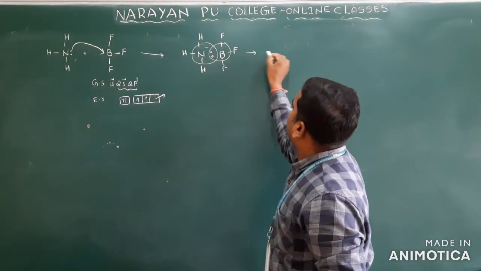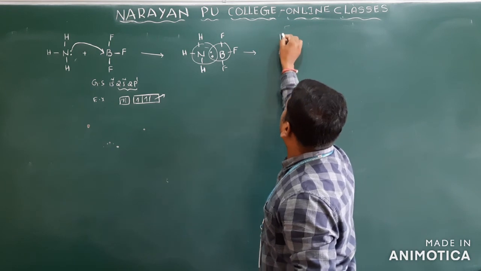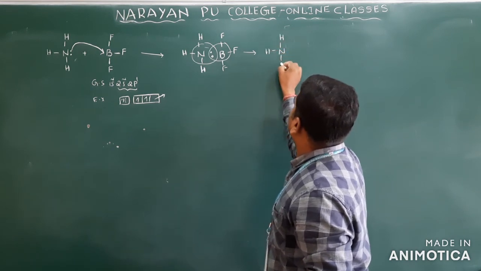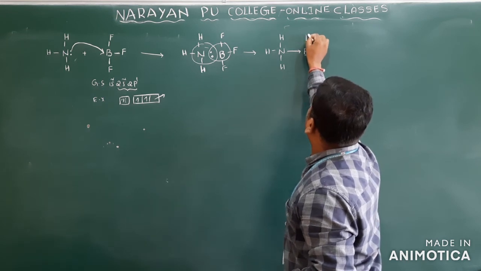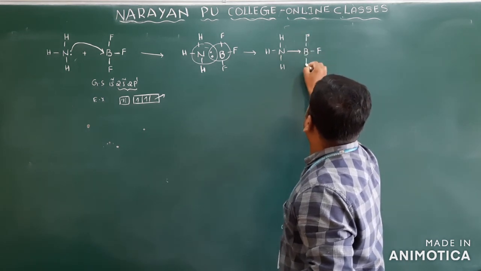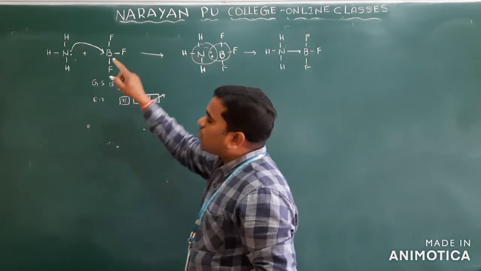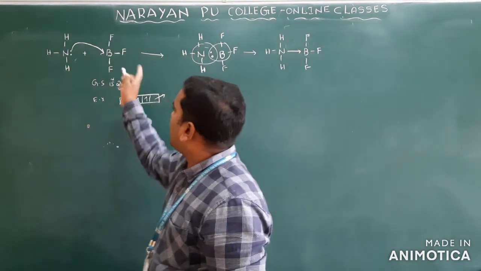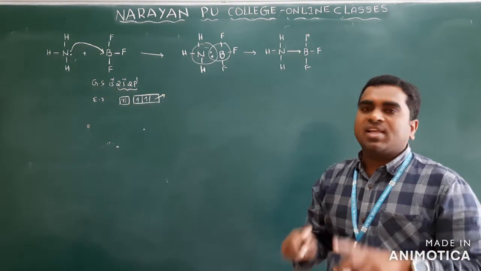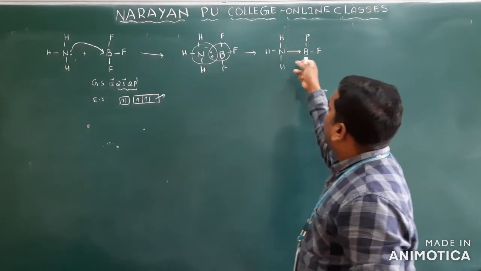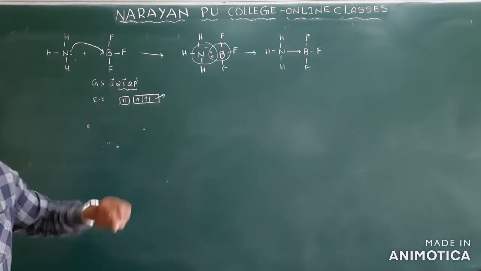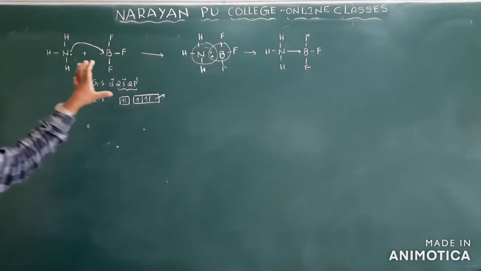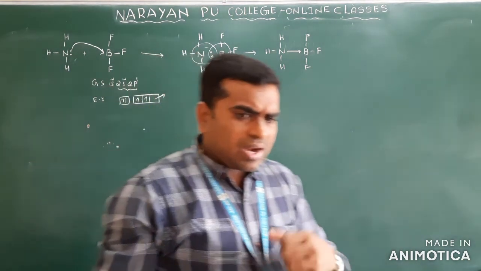Now, how can we write this? We can write that with the dative bond. This is a dative bond between the two. Means you see, only one nitrogen atom is donating electrons, but nitrogen and boron both are sharing the electrons. Now both retain the octet. Clear? So these are the examples. So many examples are there, and very important.